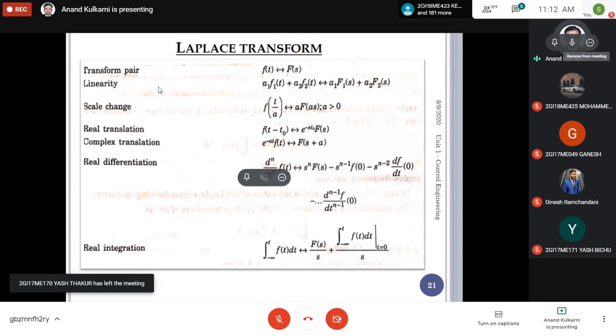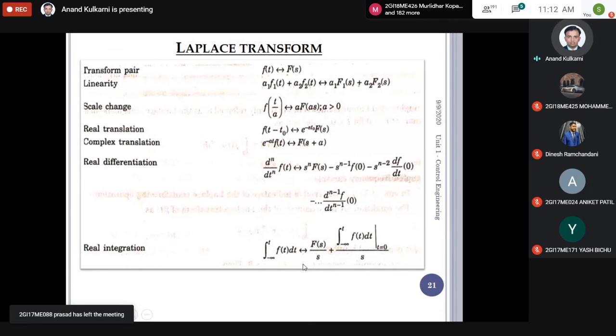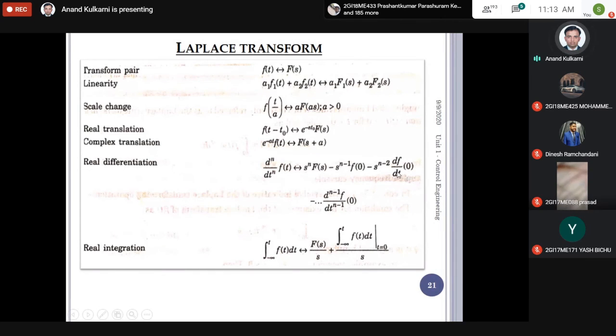Similarly in integration: in differentiation s to the power n gets multiplied, whereas in integration s to the power n gets divided. A first order integration gives f of s divided by s. Double integration becomes f of s divided by s square. Triple integration, f of s divided by s cube, with that many initial conditions. In differentiation, initial conditions get subtracted. In integration, they get added. That is the difference.